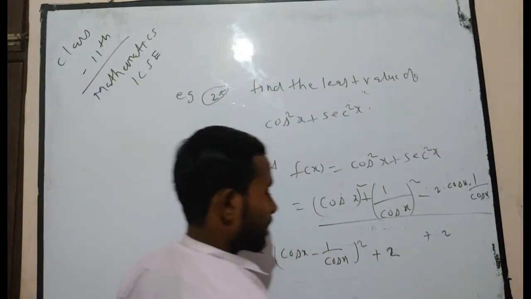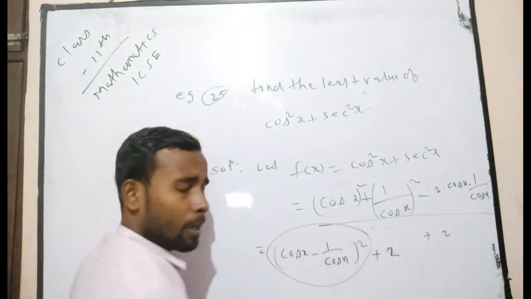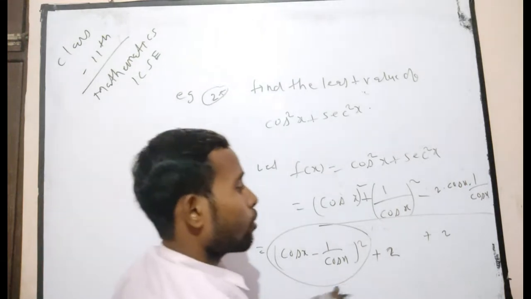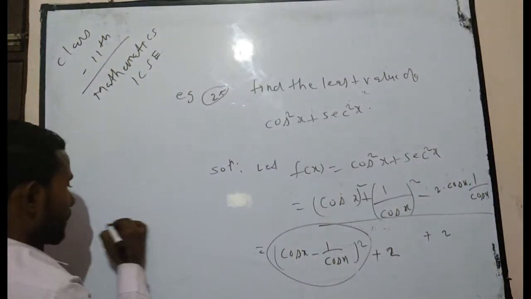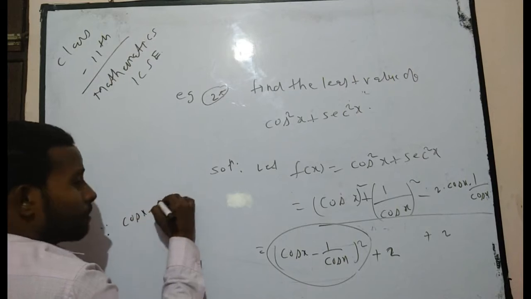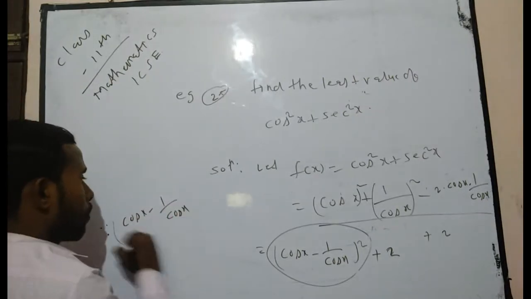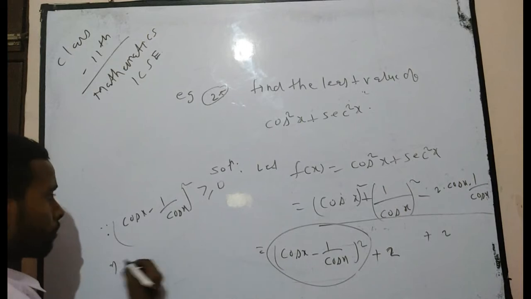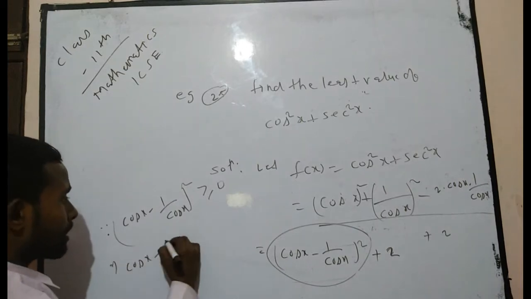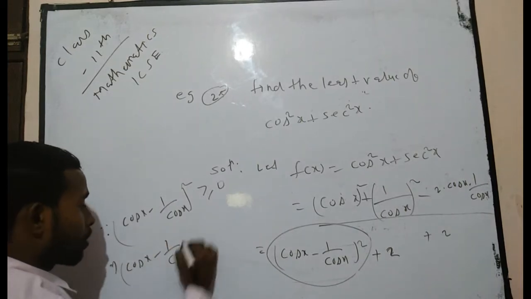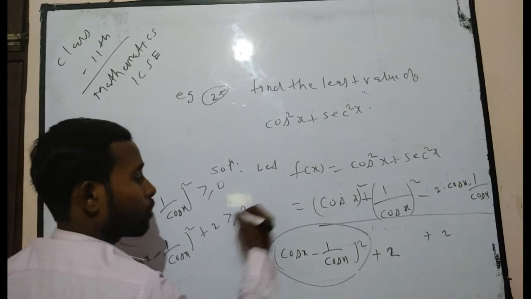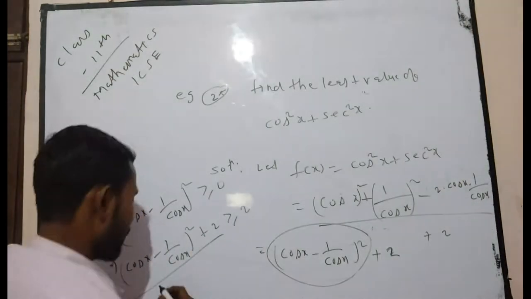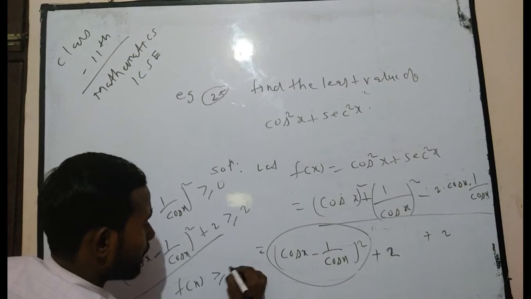What can you say about it? Its minimum value will be 0, in that case 0 plus 2. So you can write, since (cos x minus 1 upon cos x) whole square is always greater than or equal to 0, if you add 2 on both sides, then you can say that (cos x minus 1 upon cos x) whole square plus 2 is greater than or equal to 2. What does it represent? It represents f(x). That means f(x) is greater than or equal to 2.